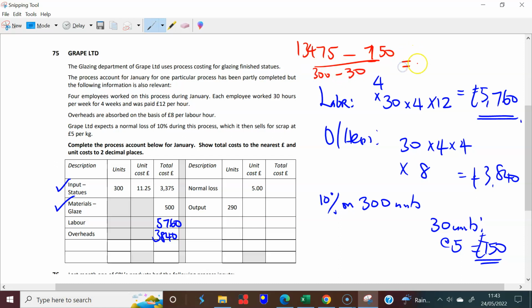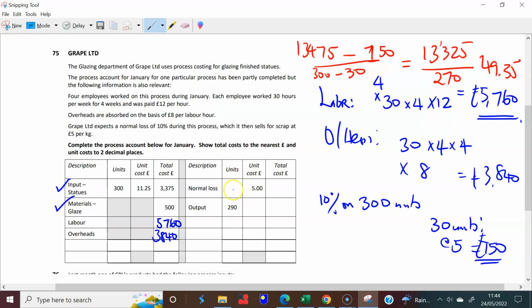This is what I'm expecting to come out. I'm expecting the value to be spread over these 270 units. So let's do that. So 13475 minus 150 is equal to 13325, divided by 270, and that gives us £49.35. So £49.35 is what I'm expecting for each of these.